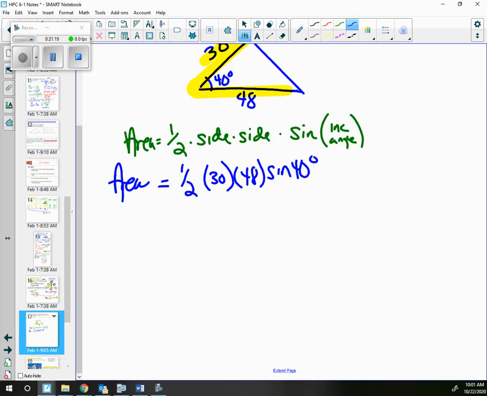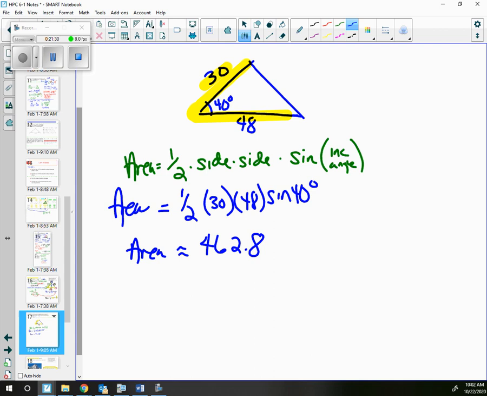So go ahead and multiply that out, see what you come up with. So our area of this triangle looks like about 462.8. And what would the units be? These are in feet, right? So if it's an area and we're talking space inside, that is going to be in feet squared or square feet. However you want to write that out. So just be careful. Our units do need to be adjusted accordingly.